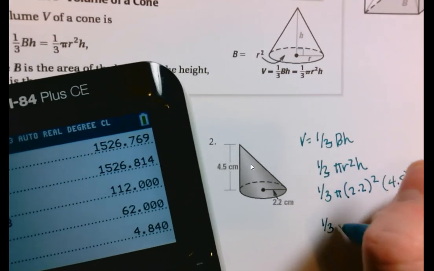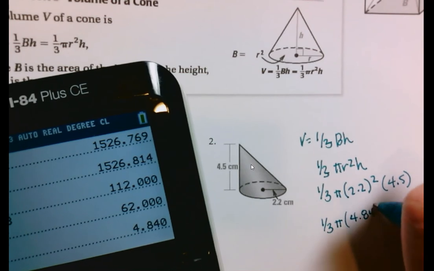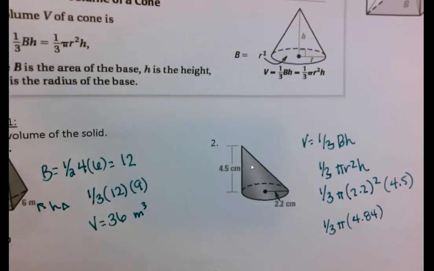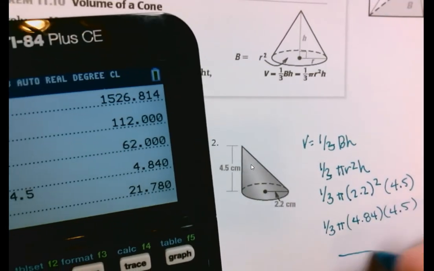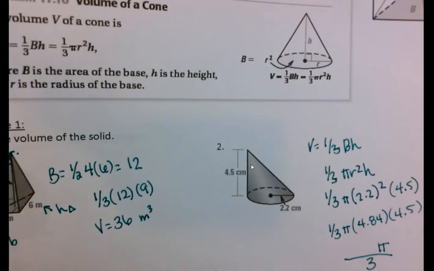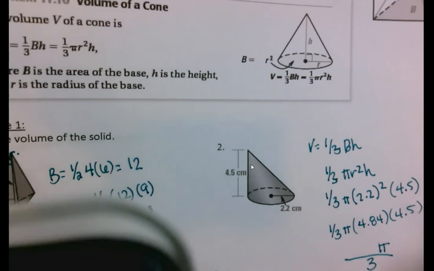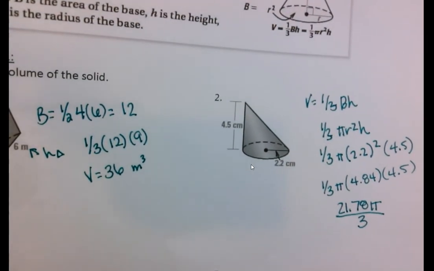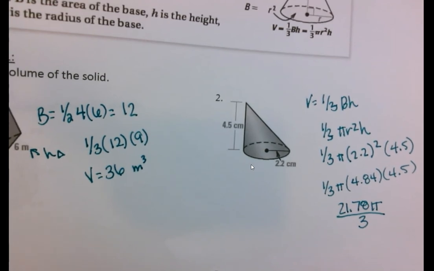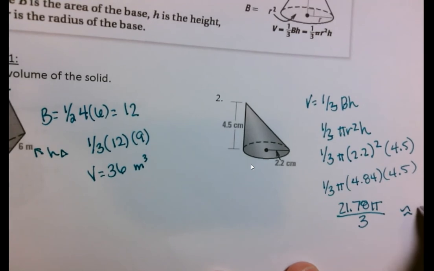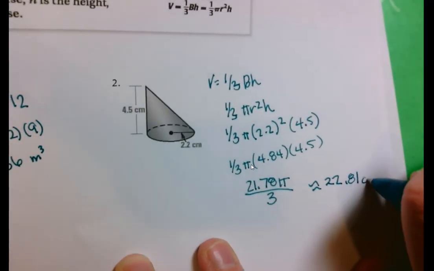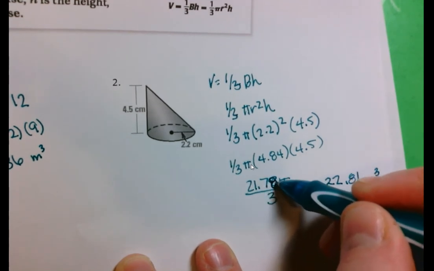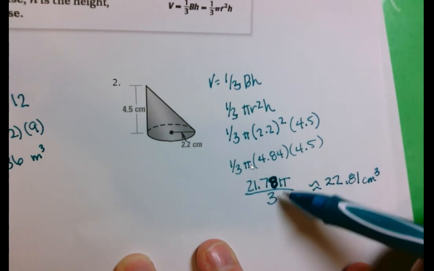So I get 1/3 pi times 4.84 times 4.5. 4.84 times 4.5 is 21.78, times pi over 3. Or I would take 21.78 times pi divided by 3, and I'm going to get approximately 22.81 centimeters cubed. Make sure you do the top multiplication first and then divide by 3. Or take 21.78 divided by 3 times pi.